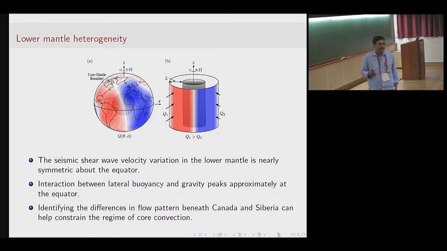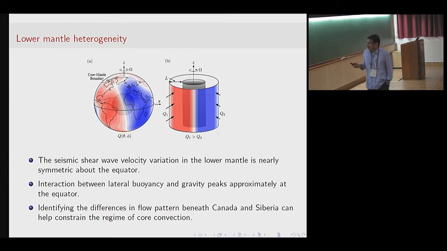Now, to tackle this problem, we came up with a simplified model of the Earth's core, where we have an annulus, which is made up of two concentric cylinders, and we mimicked the seismic shear wave velocity variation in the lower mantle as a boundary condition for the top of the core. So this is what we obtained from observations.